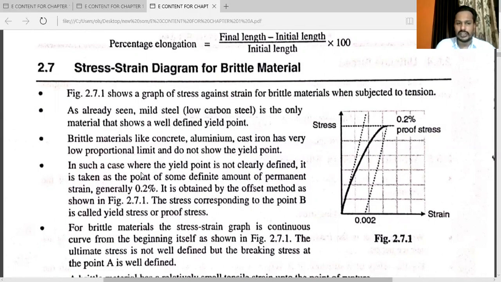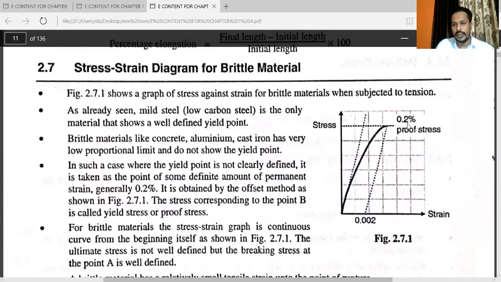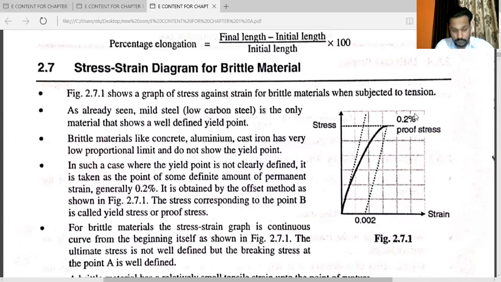In such cases, where the yielding point is not clearly defined, it is taken as the point of some definite amount of permanent strain, generally 0.2%. It is determined by the offset method as shown in this figure. You can see the proof stress is shown in the figure. It is 0.2%, obtained by the offset method as shown in the figure.